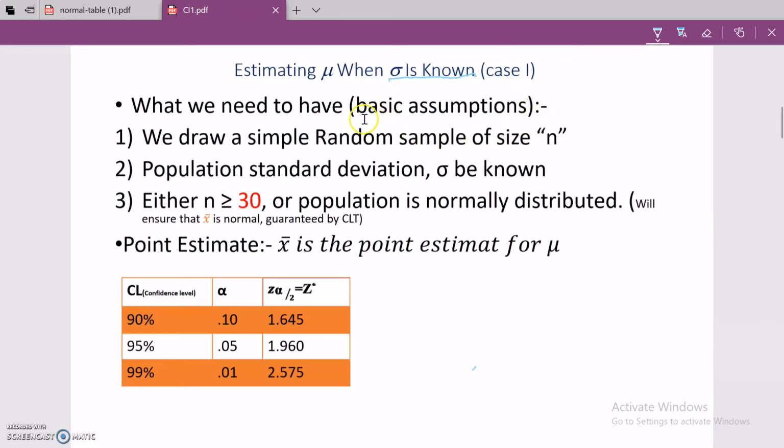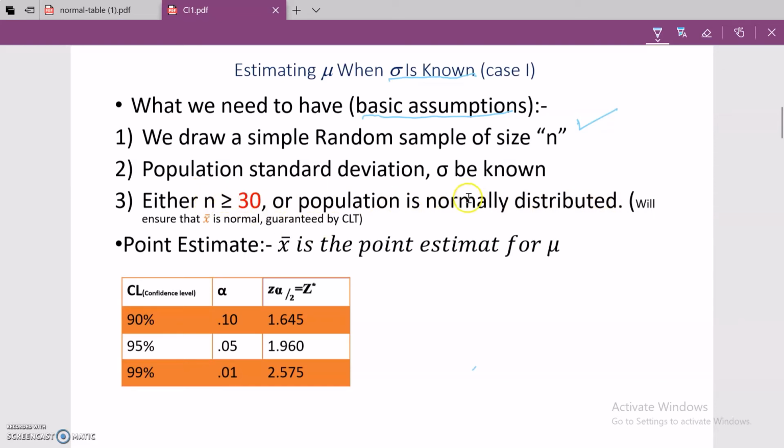So what are the basic requirements or basic assumptions? Number 1, we have to have a simple random sample of size n. That's the first requirement. Before we construct a confidence interval, these are the basic requirements that need to be met. Number 2, the population standard deviation, which is sigma, must be known. And number 3, either the sample size n is greater than 30, or the population is normally distributed, right? Either this happens or this happens.